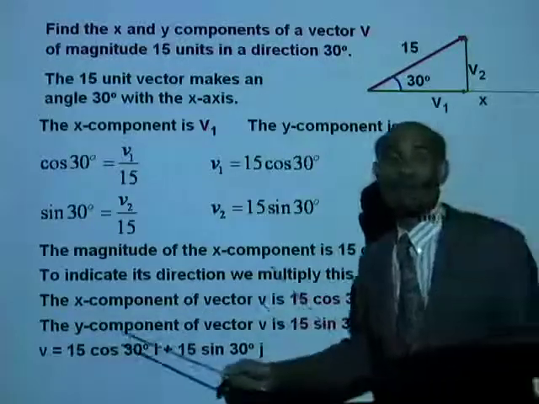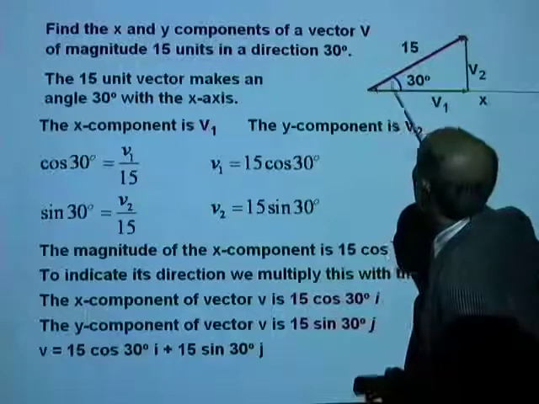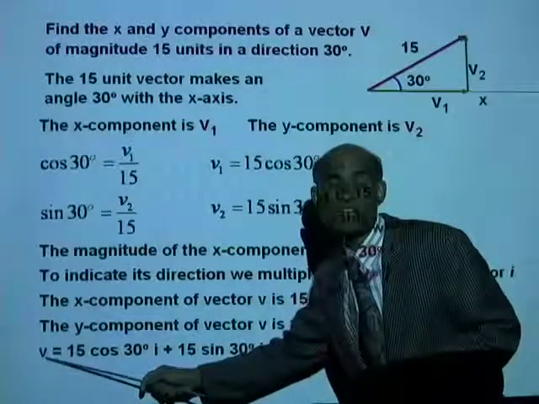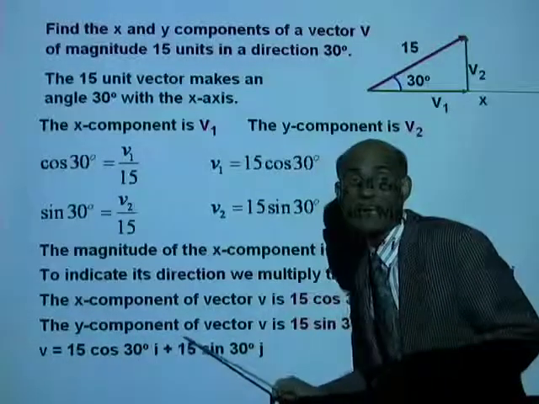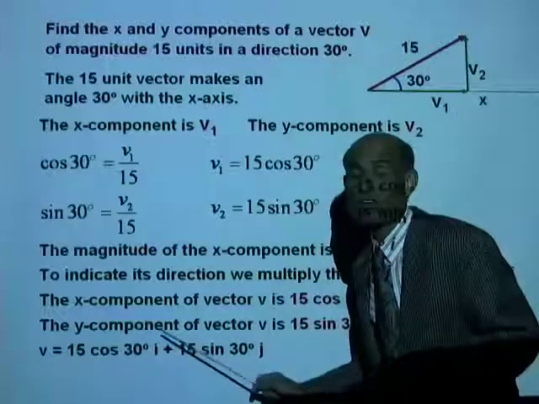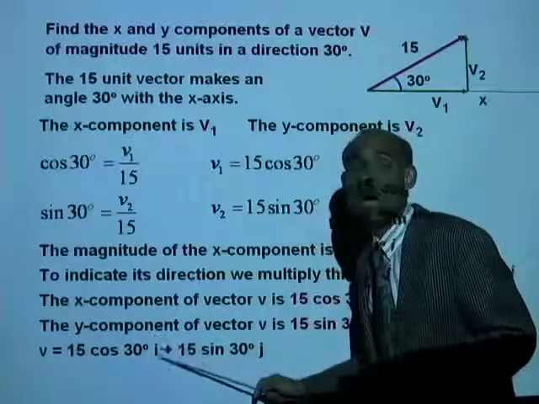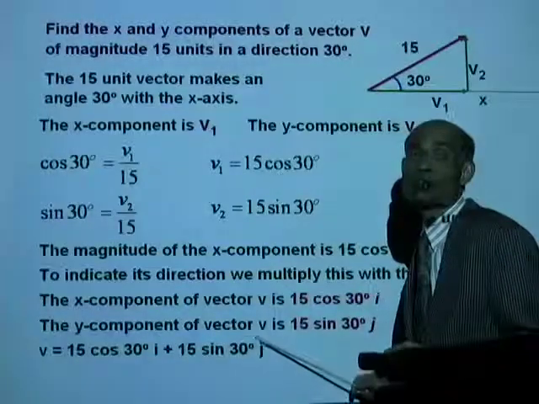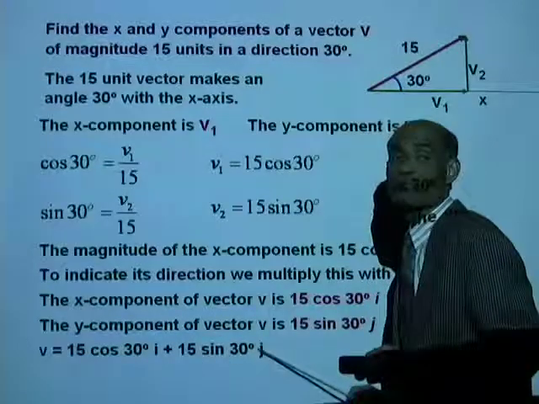And therefore, look at the way we write that vector v. If this is the vector v we have, this vector v is now written as the sum of its x and y components like this. It is 15 cos 30 degrees i plus 15 sine 30 degrees j. You can see I have forgotten to italicize these.